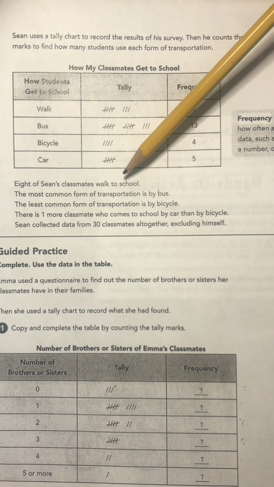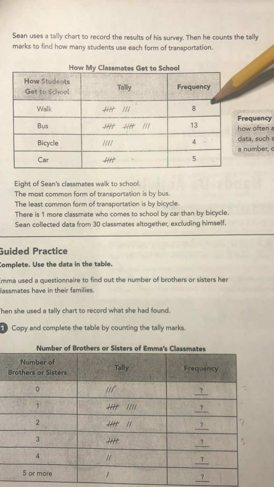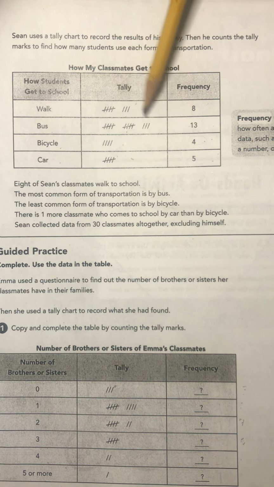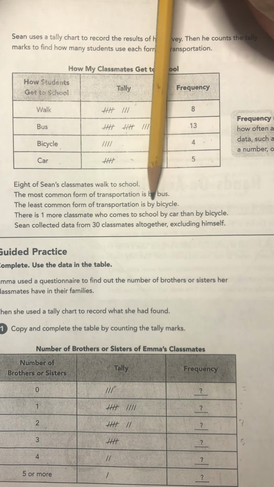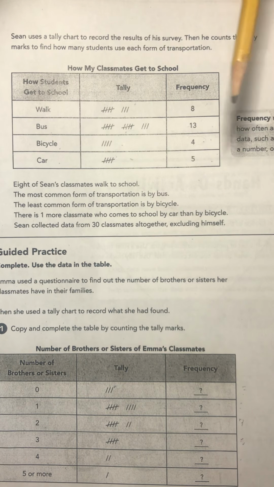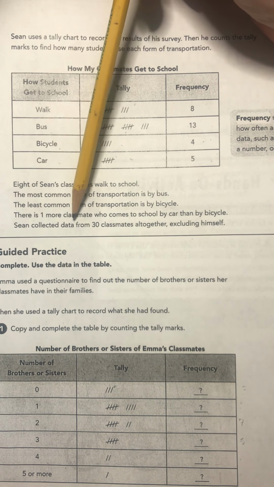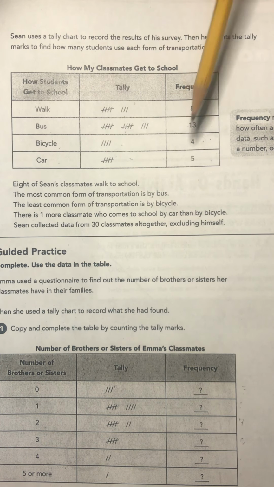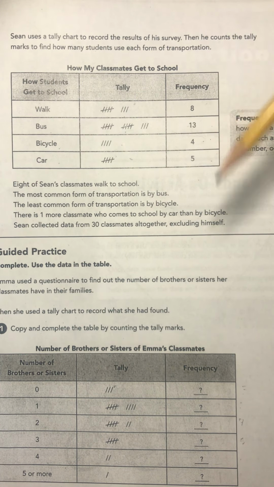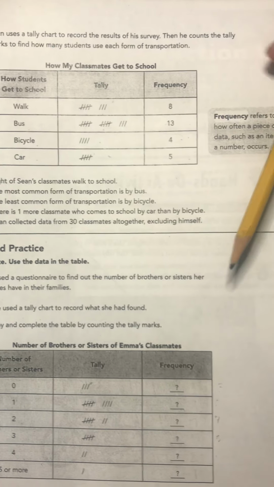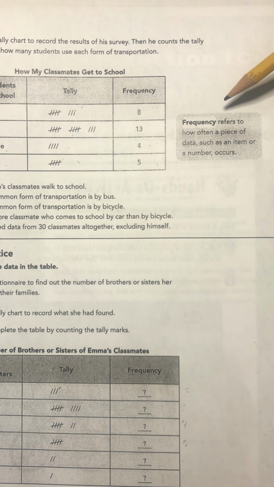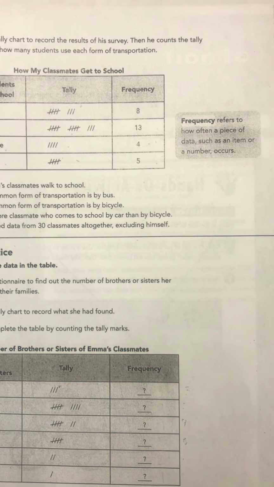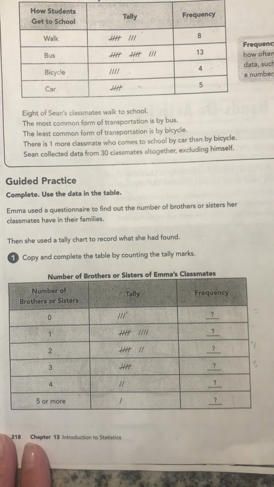8 of Sean's classmates walk to school. Agreed. The most common form of transportation is by bus. Agreed. The least common form of transportation is by bicycle. Yes, I would agree. Sean collected data from 30 classmates altogether, excluding himself. So that would be all of these numbers added up, should be 30 total classmates. And then over here it says frequency refers to how often a piece of data, such as an item or a number, occurs.